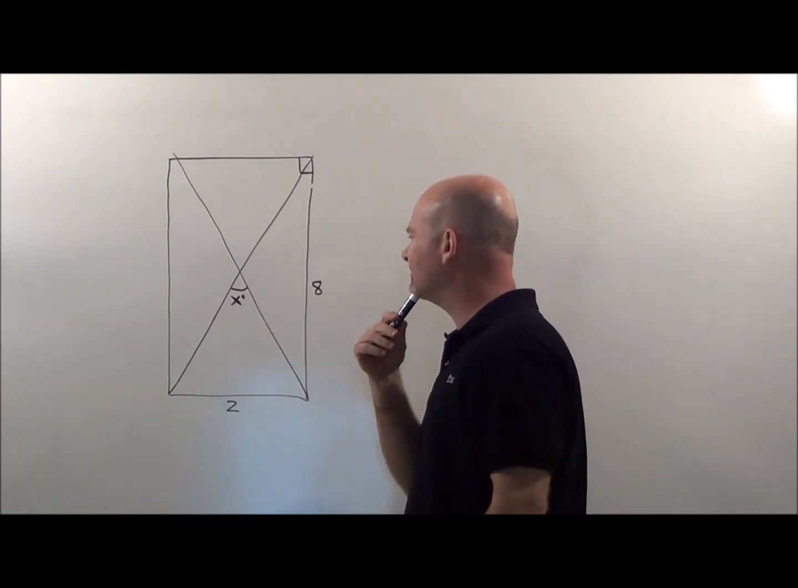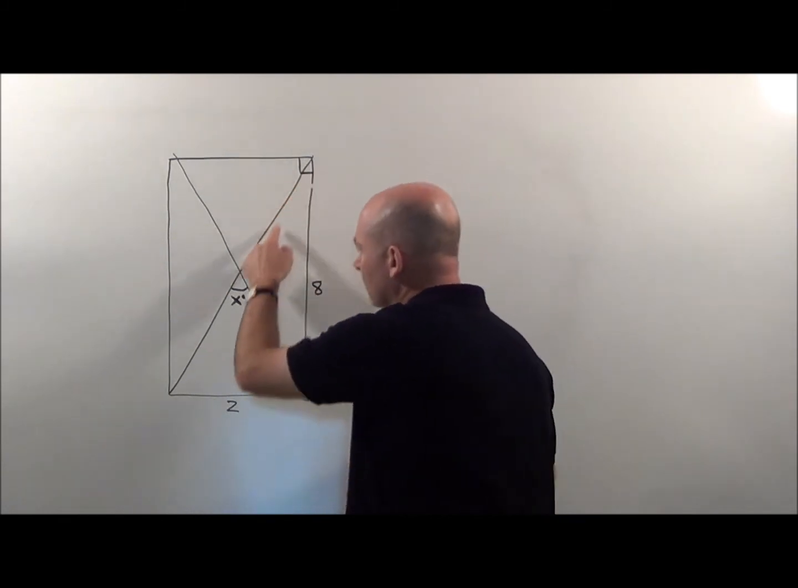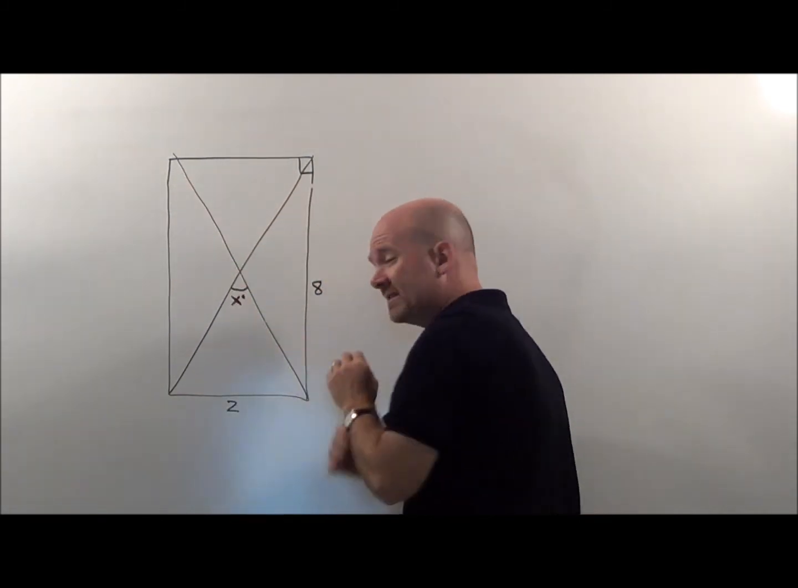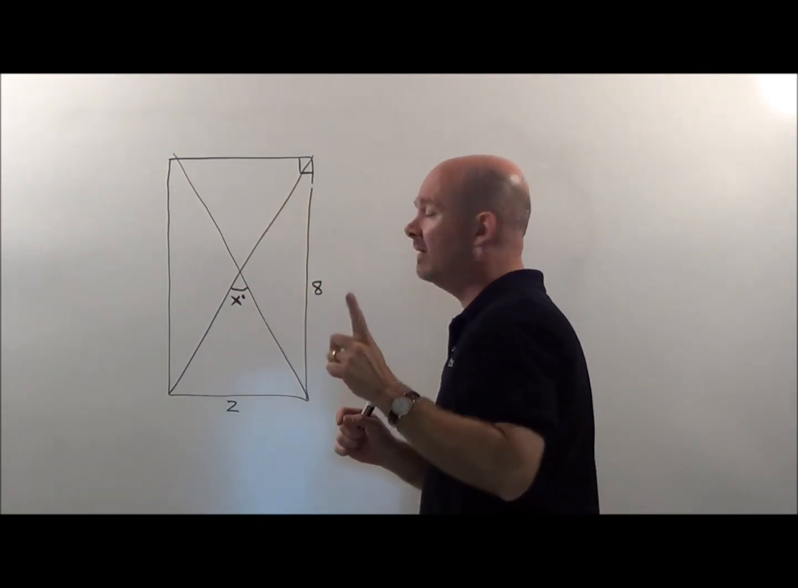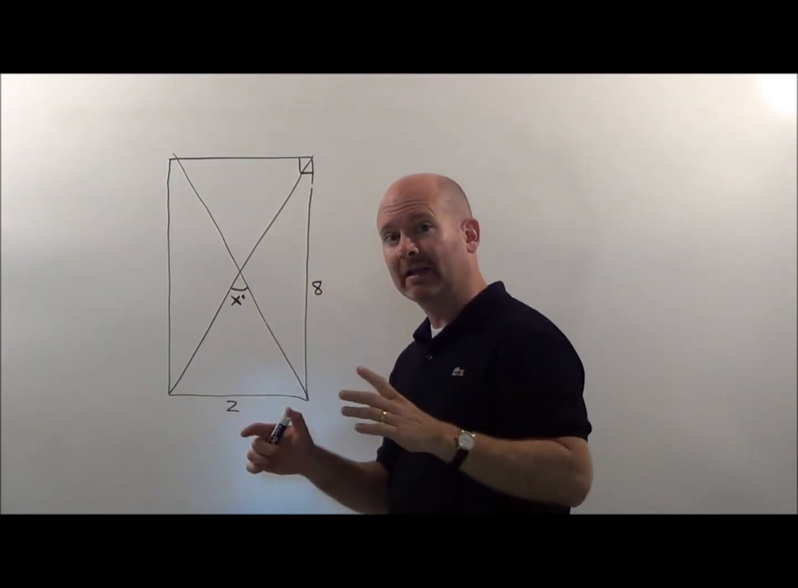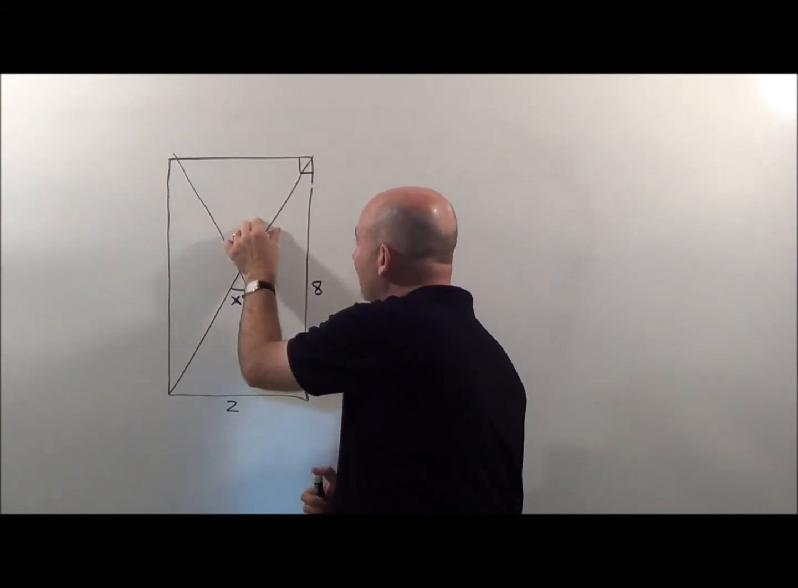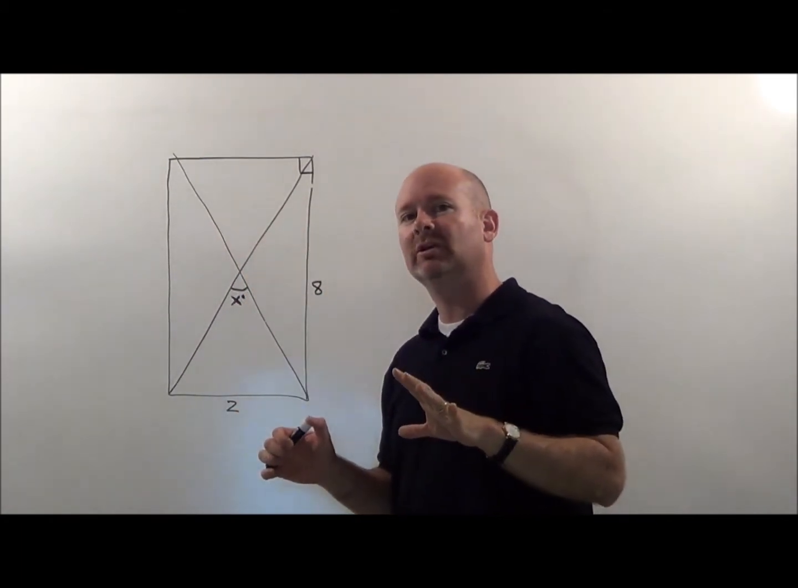So I have to start thinking, well, okay, it's a rectangle. Well, the special thing with a rectangle is diagonals are exactly equal in length. Now the other nice thing is they bisect one another, as all parallelograms do. So basically this leg and this leg and this leg and this leg are all exactly the same length.